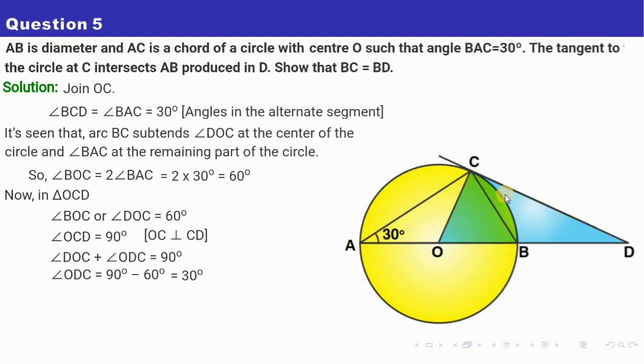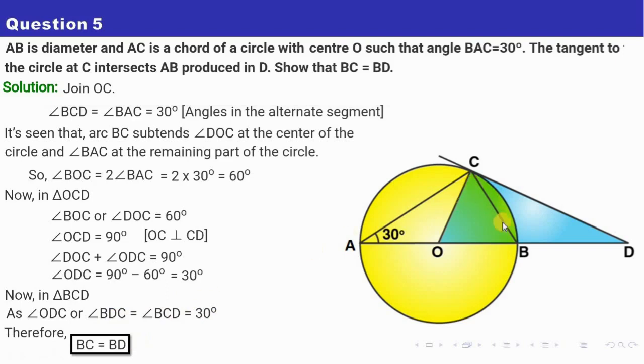So that means in triangle BCD, we have got two angles equal to each other. So this has to be an isosceles triangle. Both are 30 degree as I said. So BDC and BCD both are 30 degree. So we must have BC and BD equal to each other. So you may pause the video to note down.